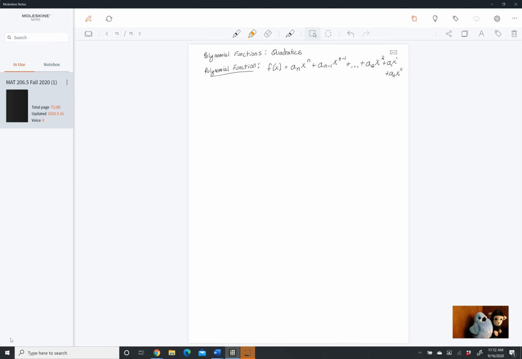Sorry for running out of room there. Okay, so this just keeps going until you get down to x to the 0 power. And keep in mind that x to the 0 is just 1, okay?